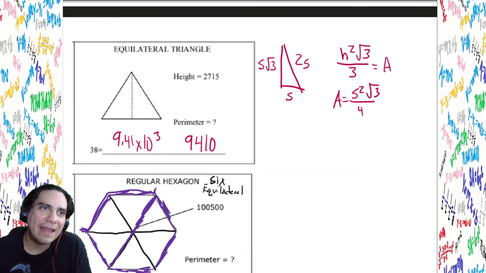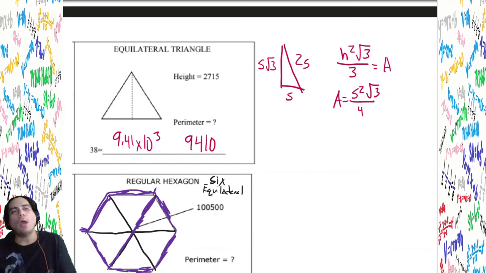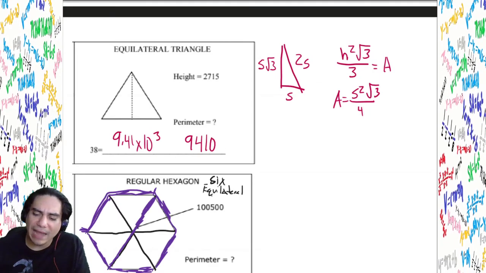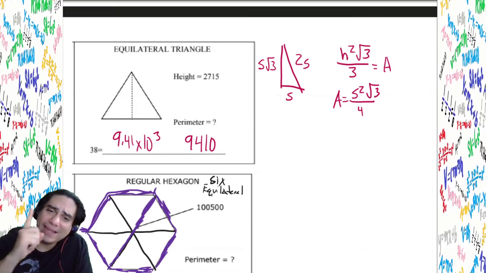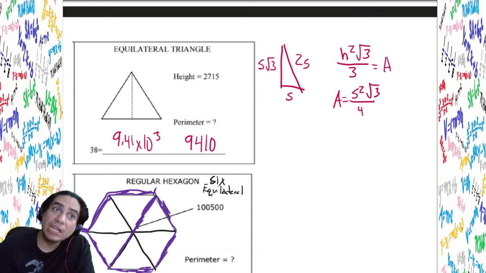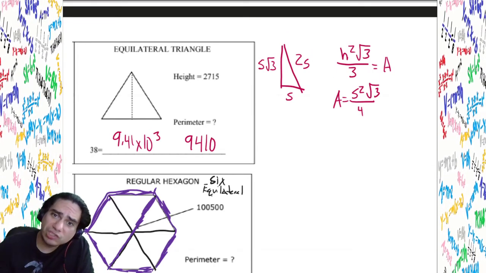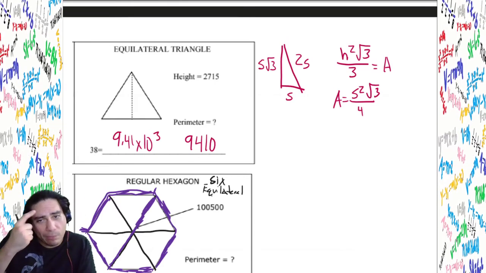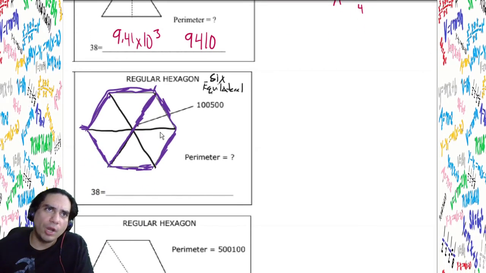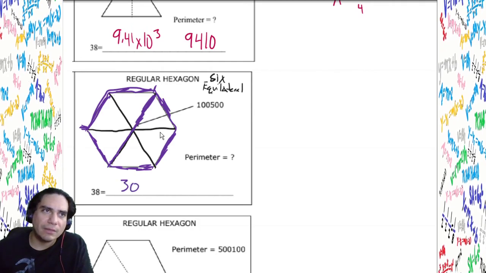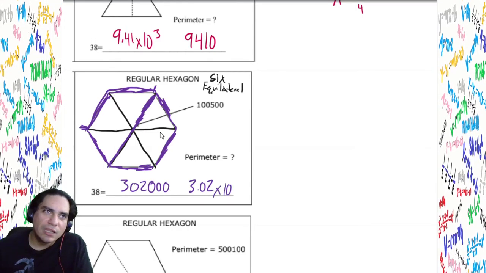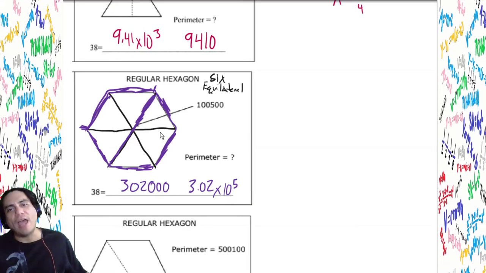So basically we get that line that was given to us in the middle, and we can multiply it by 3. Now, technically, if you want to be real correct about this, we get that line in the middle, cut it in half, so we can find out the distance of one side of each equilateral triangle. And since there are 6 sides of this hexagon, each the same congruent side as one side of an equilateral, we can multiply by 6. But if you're able to see that, all we really got to do is get that 100,500 and multiply it by 3. 3.02 times 10 to the 5th, or 302,000.